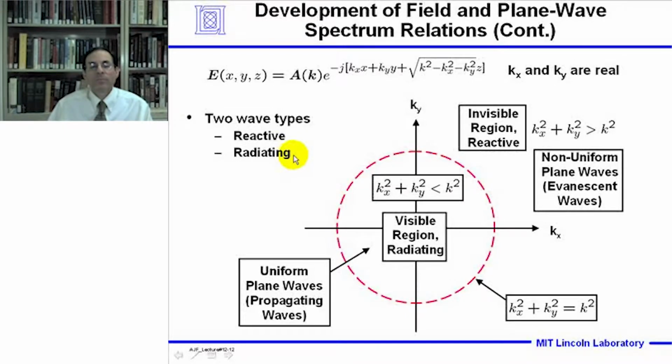the far field. And so if kx squared plus ky squared is less than k squared, this is known as the visible region, or the radiating region, and this produces uniform plane waves that propagate away from the array. In contrast, if kx squared plus ky squared is greater than k squared, then this is defined as the invisible region, or reactive region, where there are non-uniform plane waves or evanescent waves. And the dashed circle represents the boundary between the visible region, the radiating region, and the invisible region or reactive region of the antenna under test.